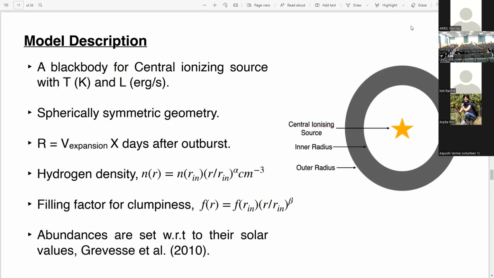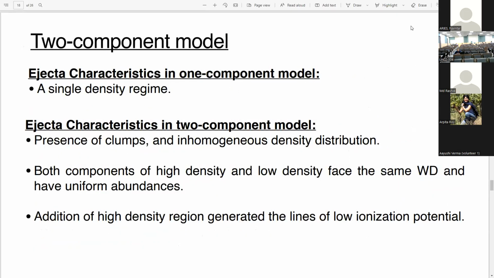So this is the model description of our phenomenology. We assume a blackbody for the central white dwarf with the parameters temperature T and luminosity, and it is surrounded by a spherically symmetric geometry. We assume that the hydrogen density varies with radius with this formula, and then in this ejecta we set the abundances with respect to their solar values, and then we scale them. So this is our initial attempt to model.